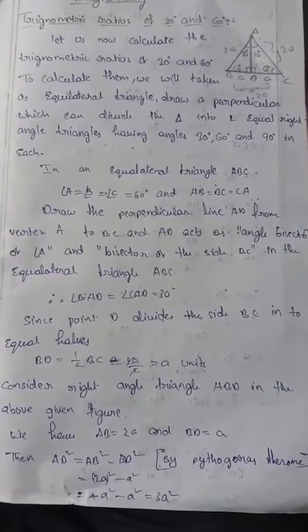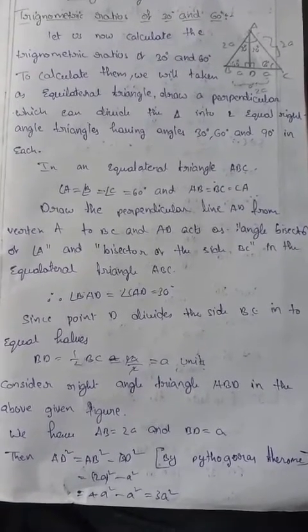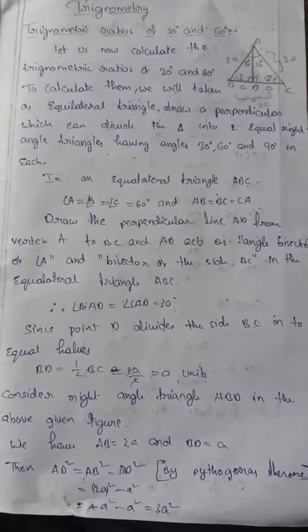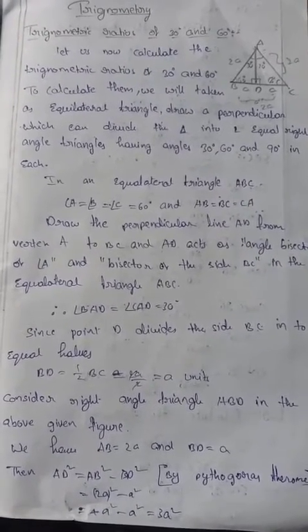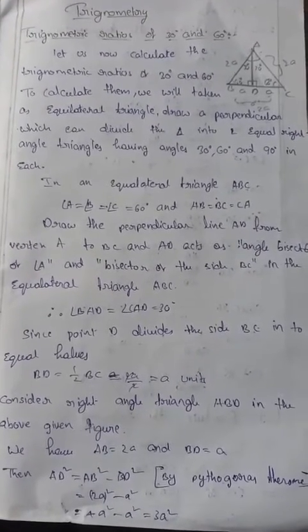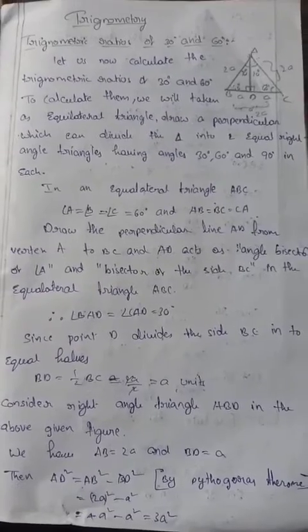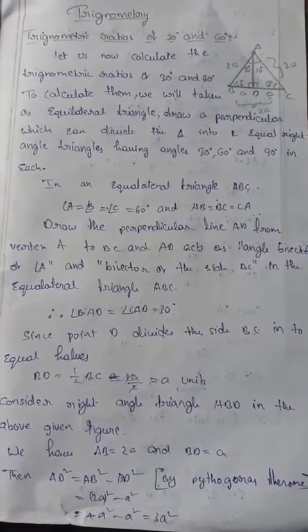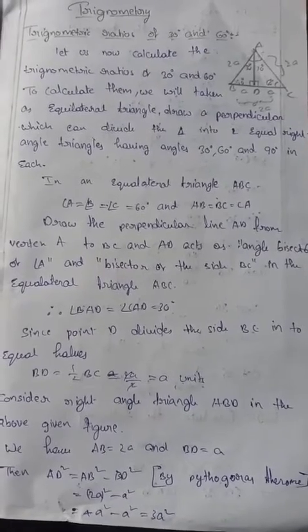That means here ABC is an equilateral triangle. That means in an equilateral triangle, each angle must be 60 degrees. That's why angle A equal to angle B equal to angle C equal to 60 degrees. That means sides are also equal in an equilateral triangle. That's why AB equal to BC equal to CA.